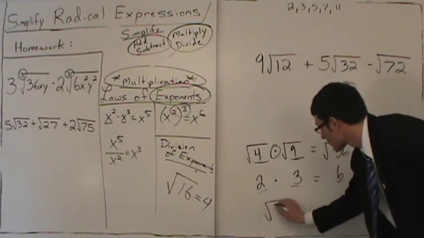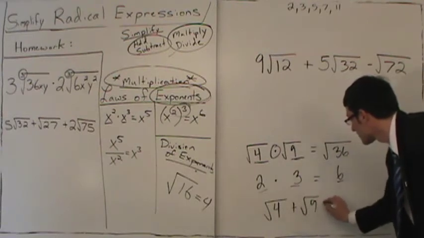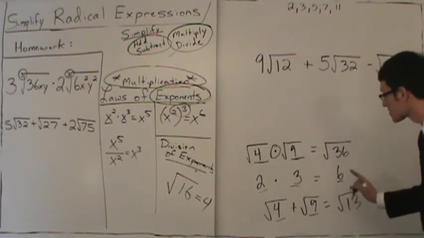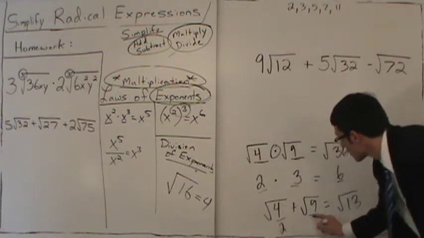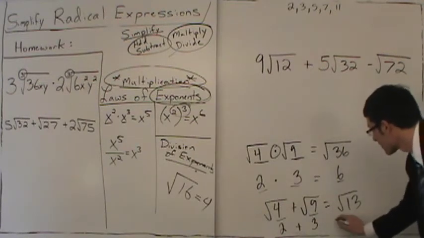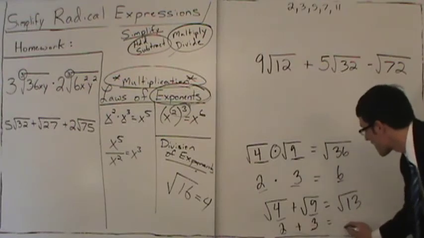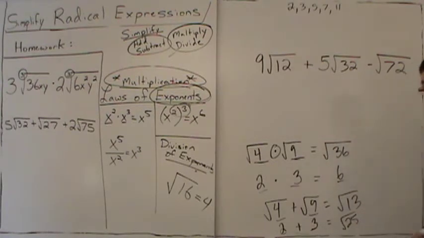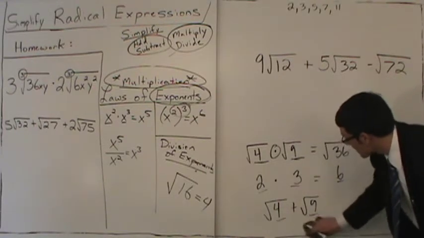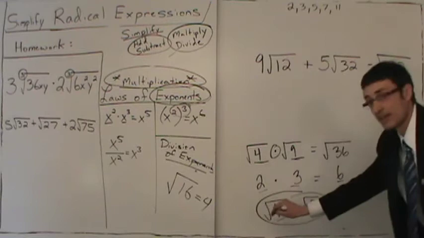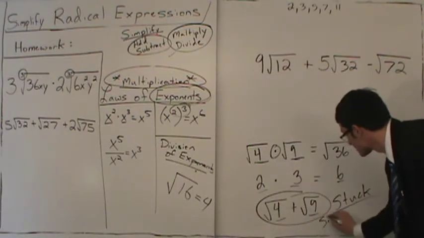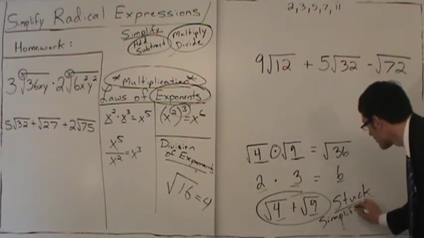So can we multiply radicals together? Yes. What about root of 4 plus root of 9? Can we add 4 and 9 and get the root of 13? No, this is completely false. The root of 4 is 2, the root of 9 is 3. Is 2 plus 3 equal to the root of 13? No. 2 plus 3 is 5, which is the same as the root of 25, and the root of 25 is 5. This is wrong. So can we add radicals together? No, you are stuck at this point. This is already simplified.